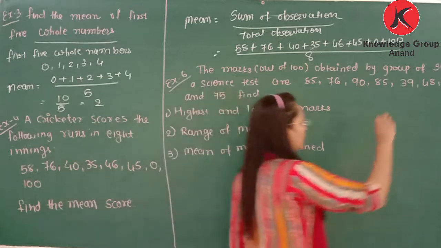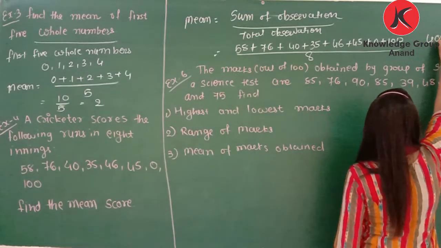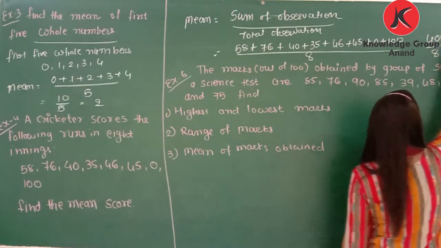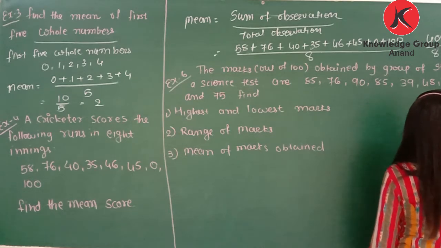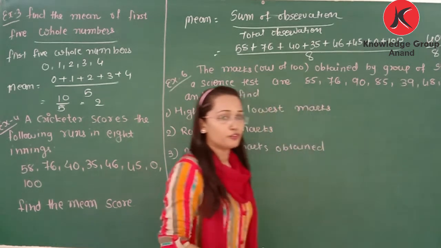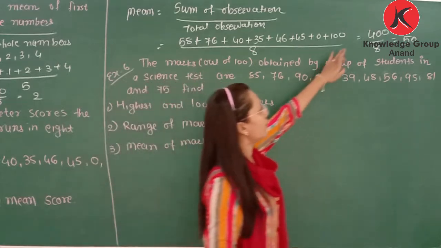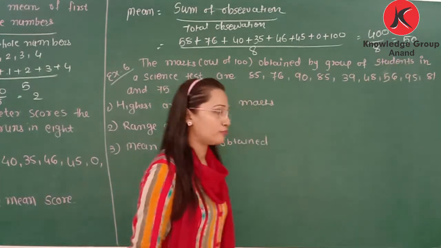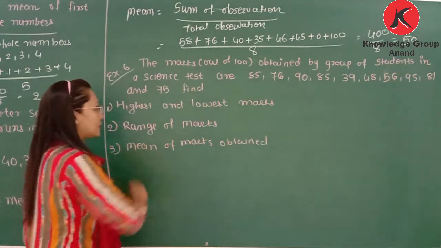If you add, you will get 400. Divide by 8. So you will get 50. Now if you divide 400 by 8, you will get 50. Now next one, example 6.